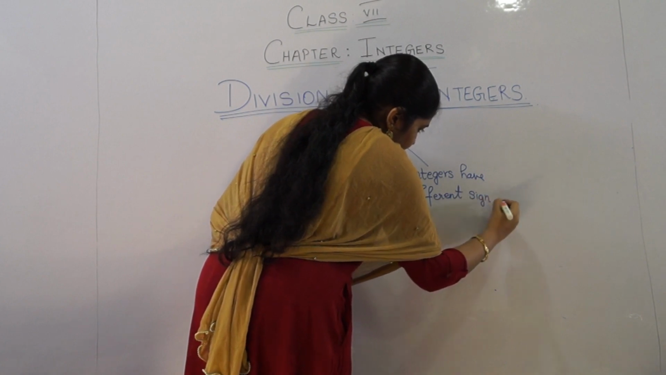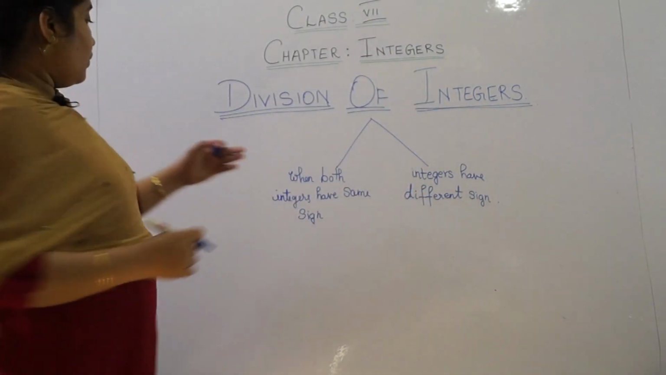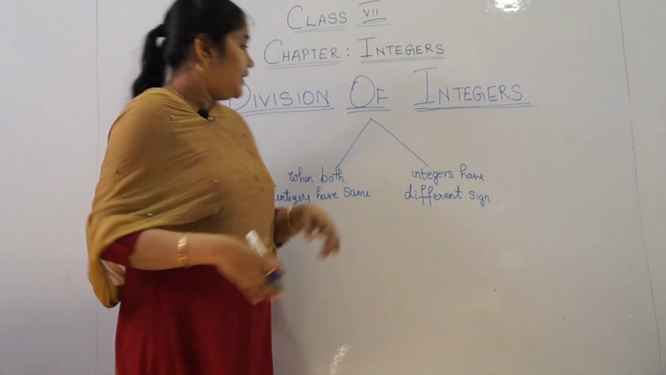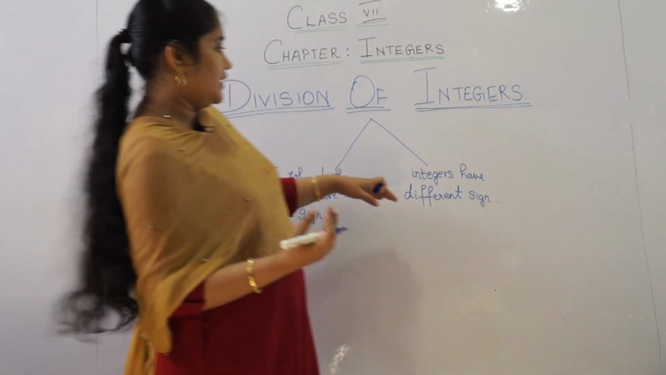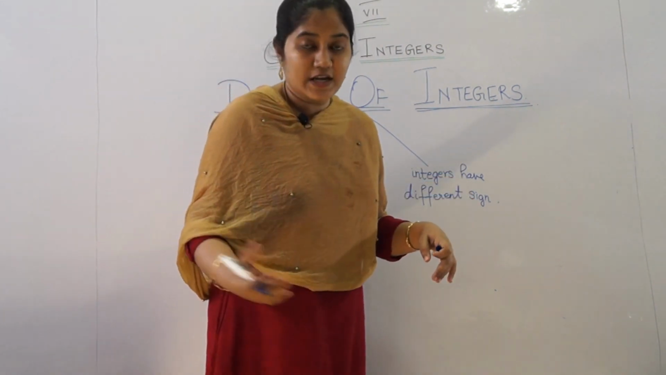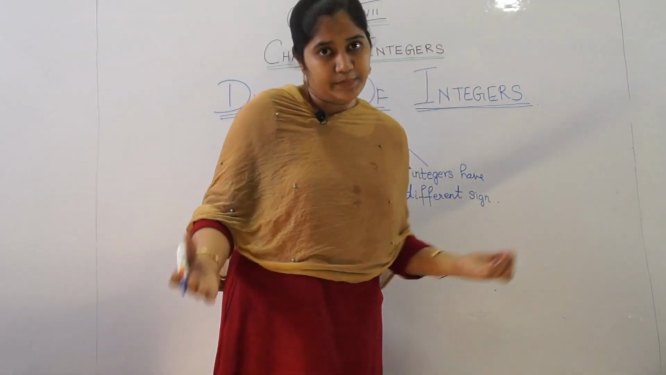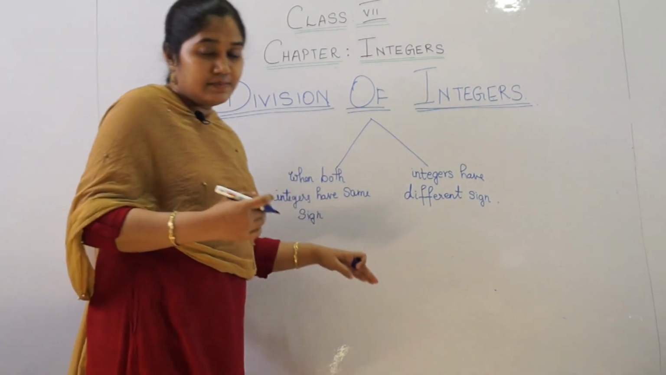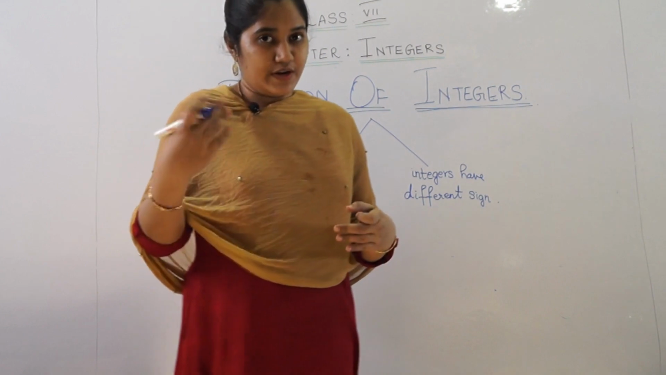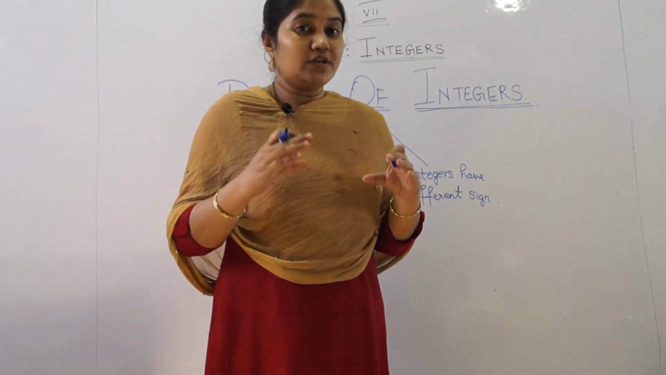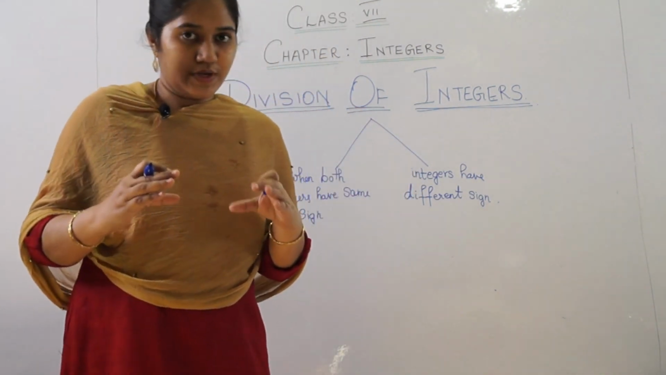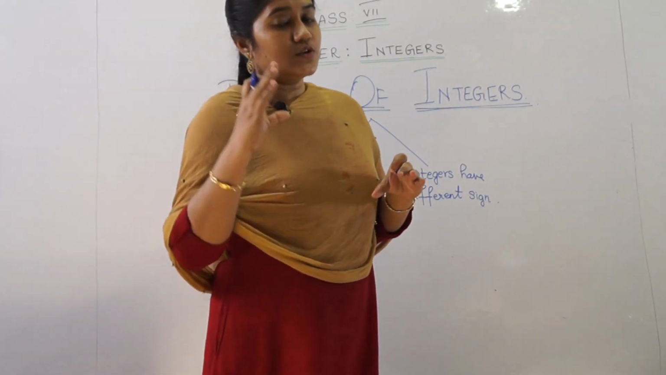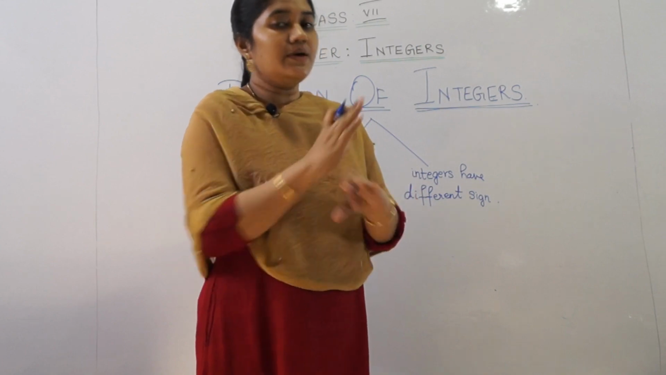So what do we do when both the integers have the same sign and they ask you to divide, and what do we do when both the integers have different signs and they ask us to divide them? Now, when both the integers have the same sign, whether it is positive or negative, I am going to divide the numbers first and write the quotient. And my answer, that is the quotient, is always going to be positive.